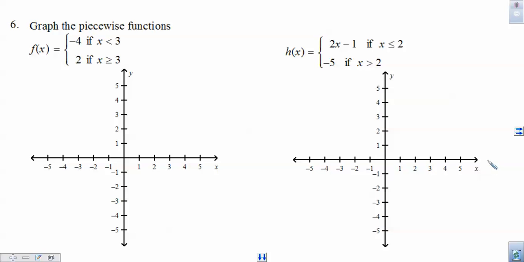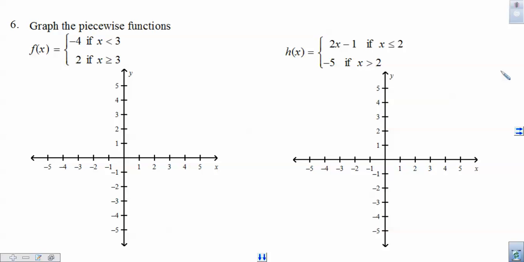Okay, moving along here, graphing piecewise functions. One strategy that you can do here, which is a perfectly fine strategy, and I've showed you this before, is graph both individually and then just erase the parts that you don't want based on the restriction of the domain. So notice that both of these are horizontal lines.